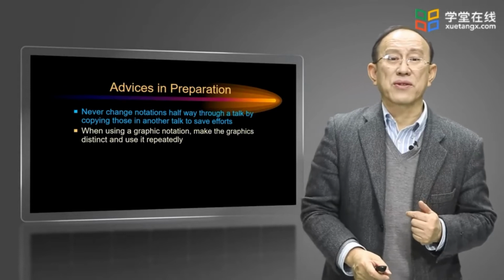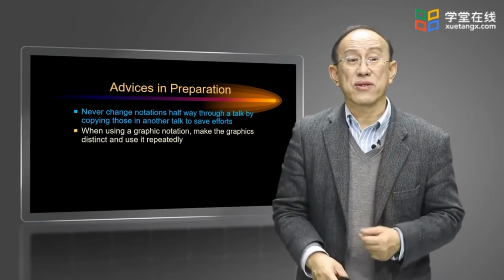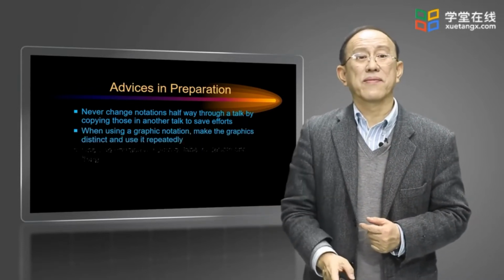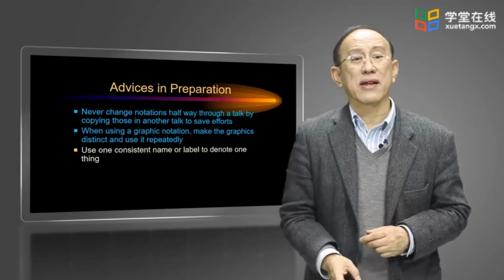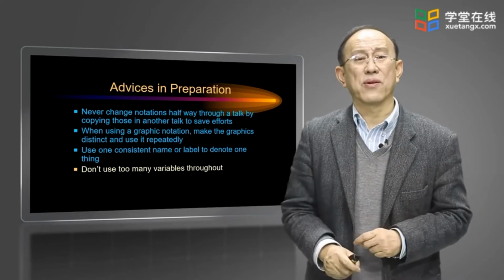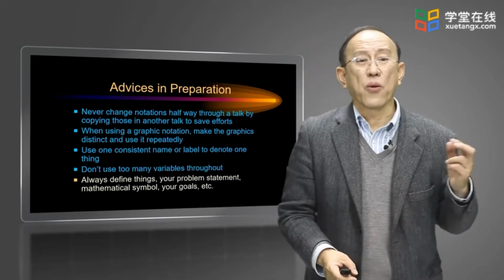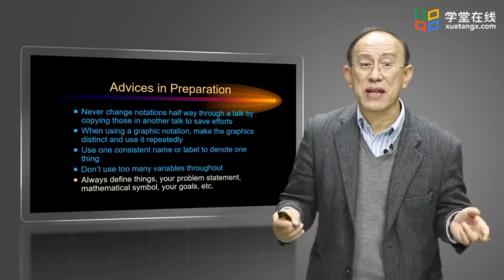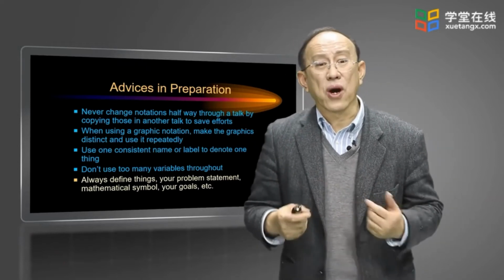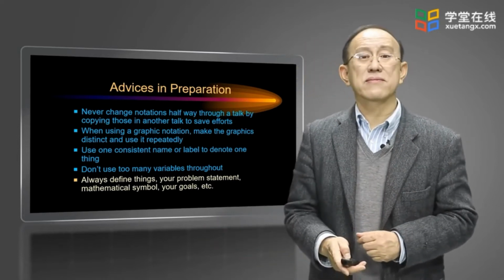When using a graphic notation, make the graphic distinct and use it repeatedly, just like use the same notation throughout the talk. We should use one consistent name or label to denote one thing, okay, throughout your talk, and do not use too many variables, because if you use too many variables and notations, the audience would forget. And always define things, your problem statement, mathematical symbols, your goal, and so on. So always define before you talk about it.